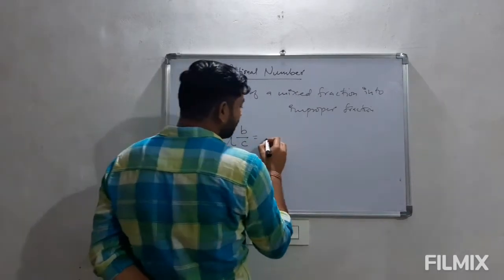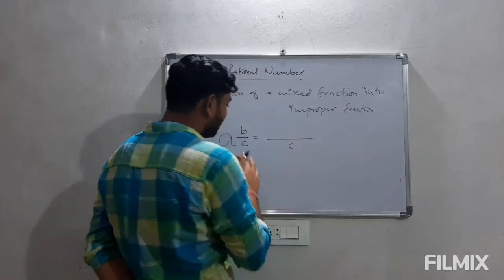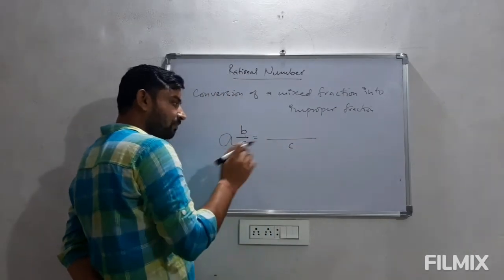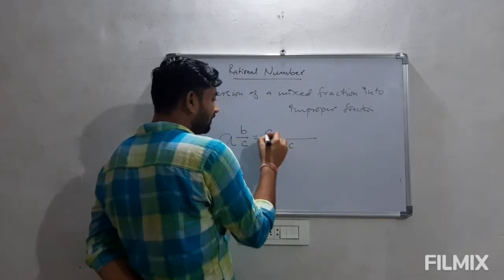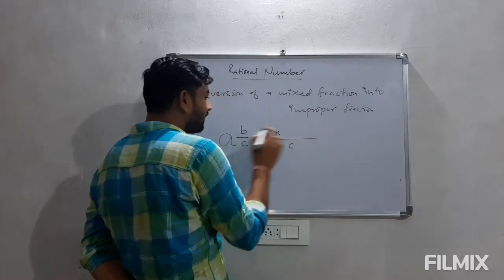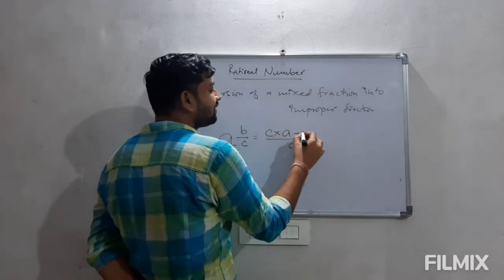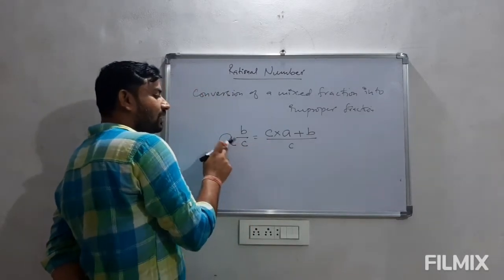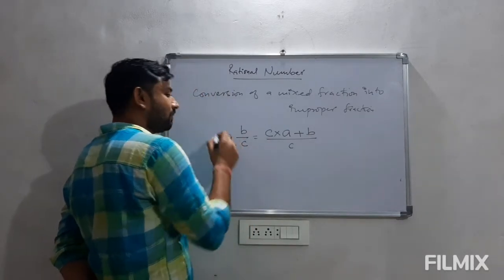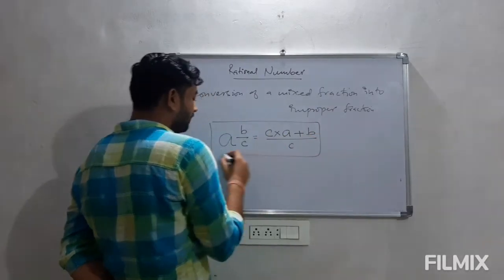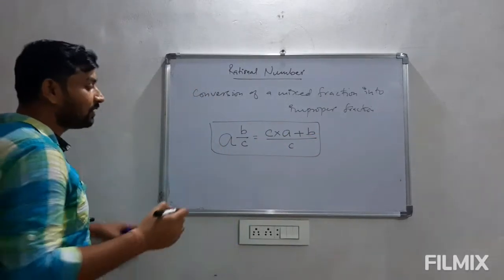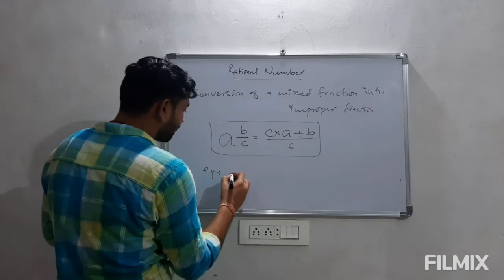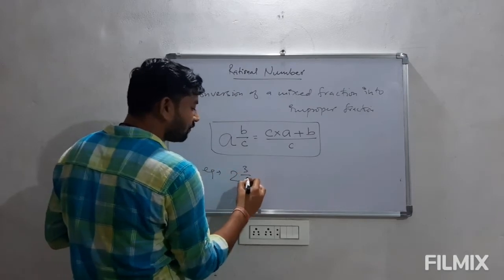To convert this into improper form, we directly write c as it is because it is same. Then we multiply the denominator by the whole number and add the numerator. This is c into a, a into c plus b. This is how we convert a mixed fraction into improper. For example, we are writing 2 whole 3 by 4.